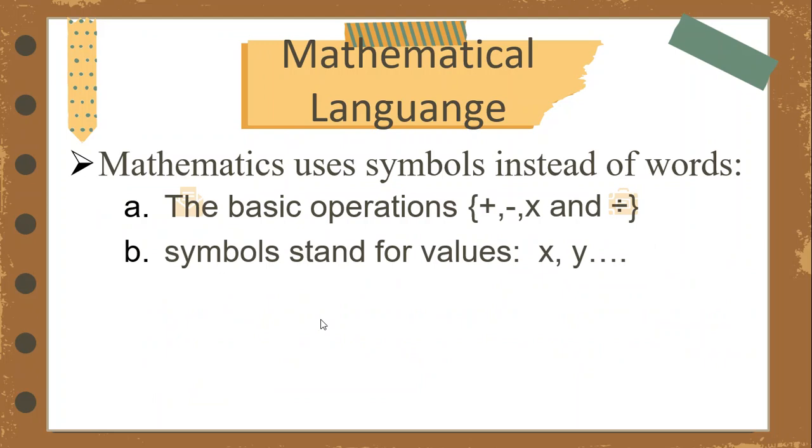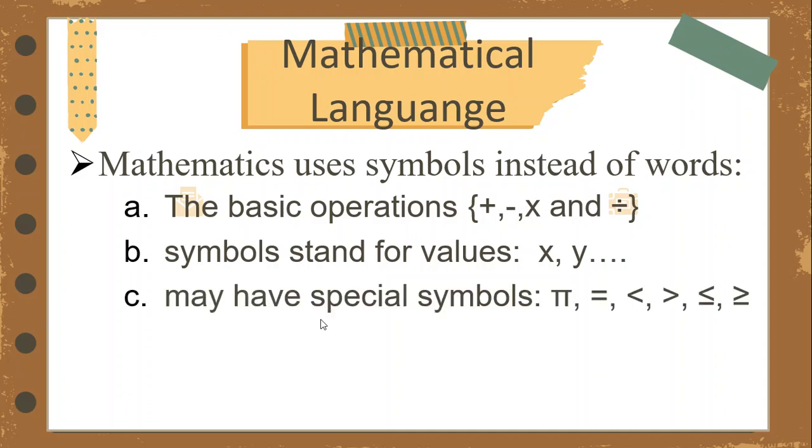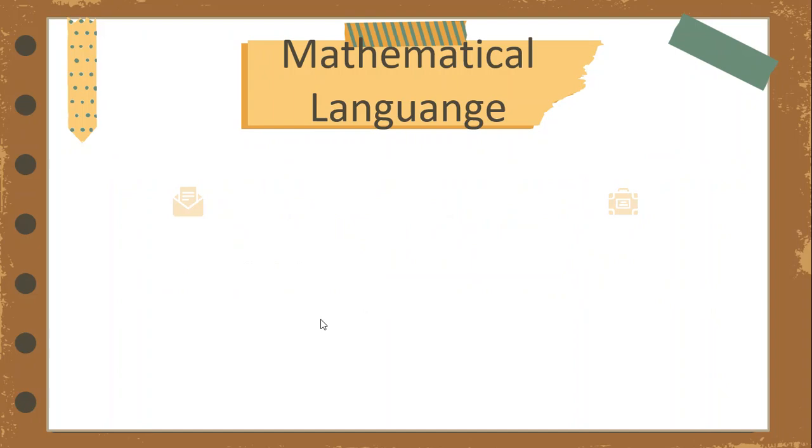Symbols stand for values, like x and y. These letters stand for a missing number, so x and y are the representation. We may also have special symbols like pi, equals, less than, greater than, less than or equal to, and greater than or equal to.